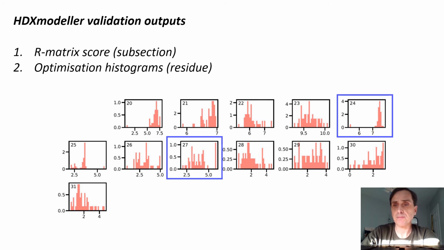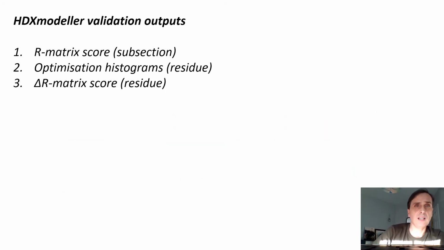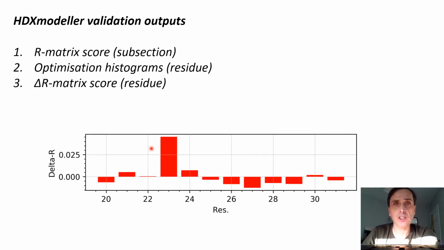We also have a weaker validation output on the residue level, which is the delta R matrix score, and this is simply the change in the R matrix when each amino acid is deleted in turn from the calculation. Magnitude should not be interpreted as simply the direction of the delta R matrix, and more confidence can be ascribed to residues that yield a positive score than those that yield a negative score.